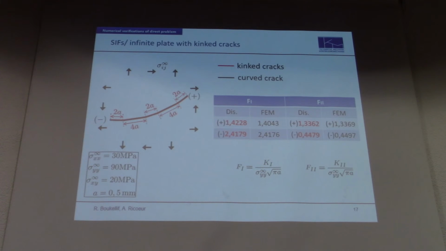So we have also calculated the stress intensity factors for the curved crack. So the red line describes the kinked crack, and the black line describes the curved crack. So we have calculated the kinked crack with the dislocation method and the curved crack with the finite element method, and we have calculated the dimensionless F1 and F2, and we have compared the dislocation method and finite element method, and we can see that the results are also in agreement. And the dimensionless F1 and F2 are given here.